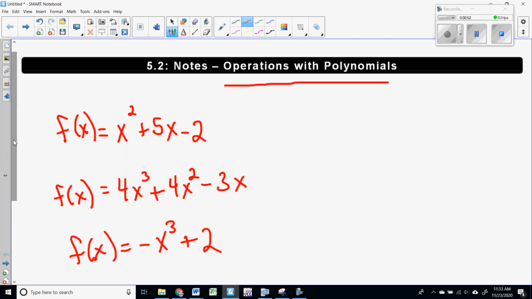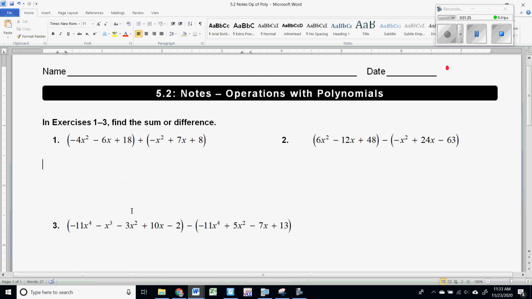Now today what we want to look at is, if we have these different types of polynomials, how can we do operations with them? And when I talk about operations, I'm talking about adding, subtracting, multiplying, and dividing. For today, we are going to look at the first 3. We have done this already with quadratics, so now we're just going to expand it to other types of polynomials also. So let's look at our notes.